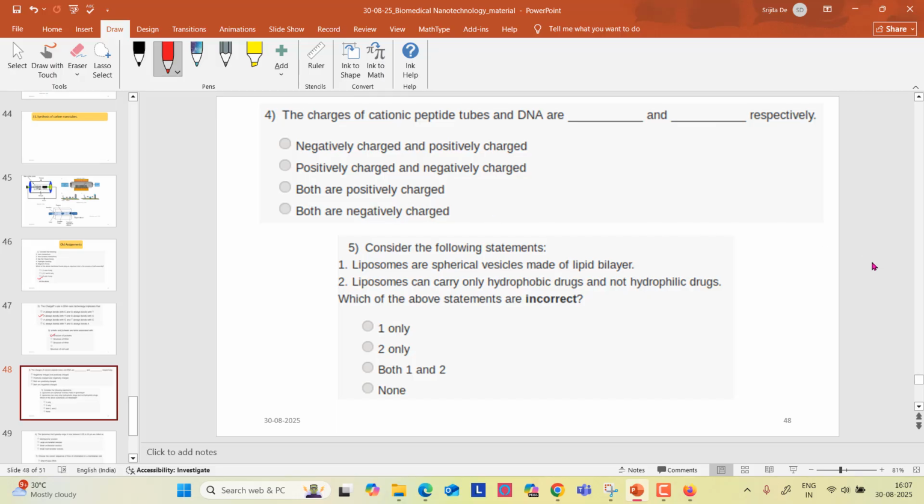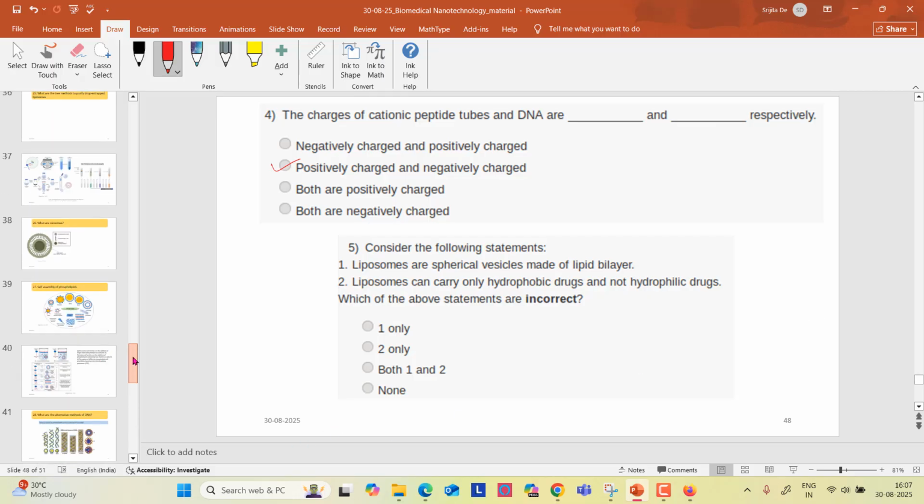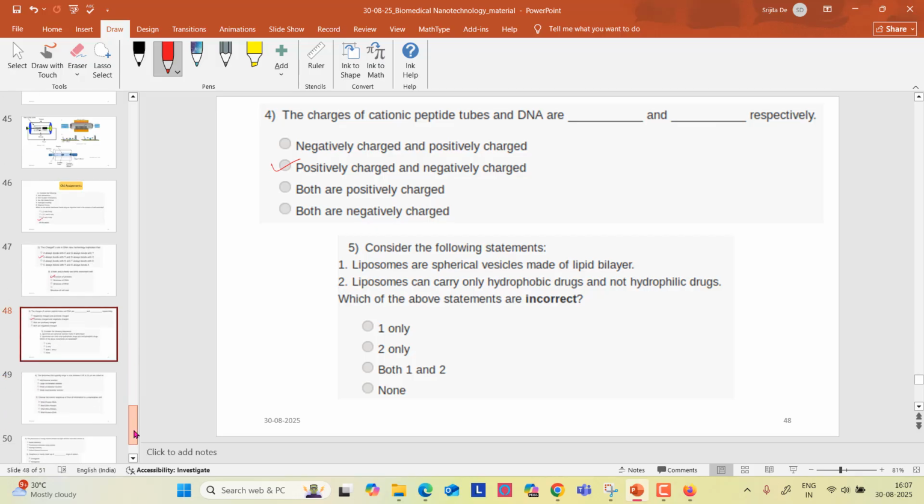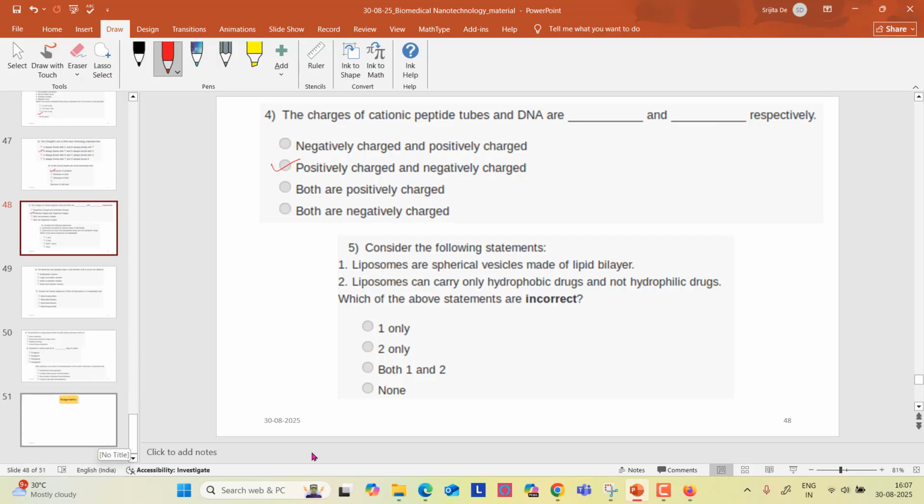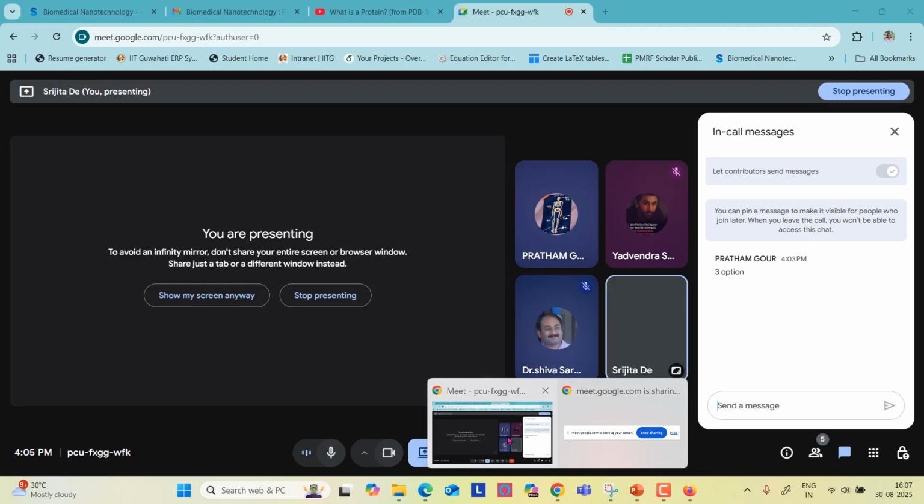Second option. Yes, it is the cationic peptide is positively charged and DNA is negatively charged. Next one is the liposomes are spherical vesicles. Okay, liposomes will come later because I have not gone through it. Okay, so liposomes. Maybe we'll now do the new question which is given in this assignment.